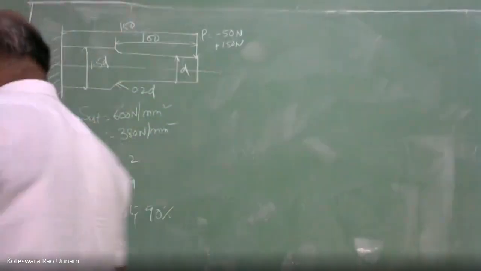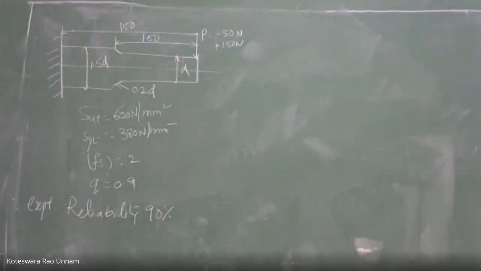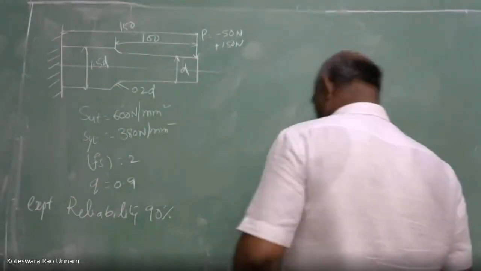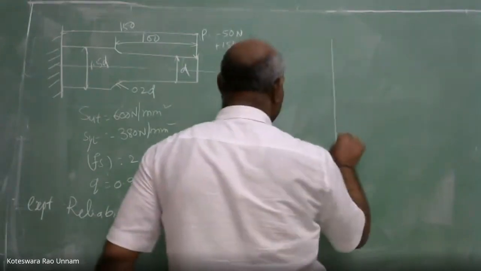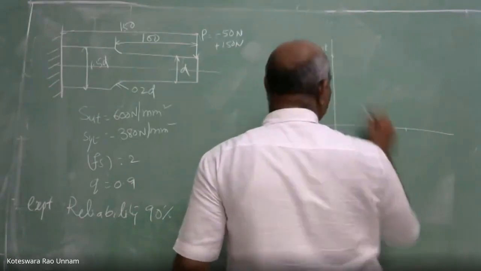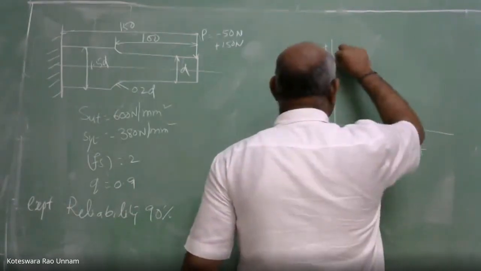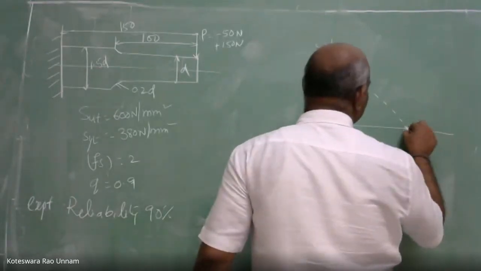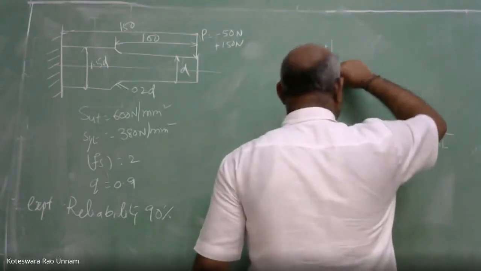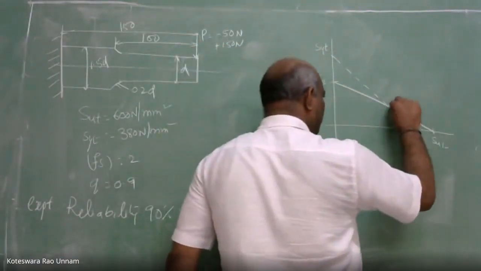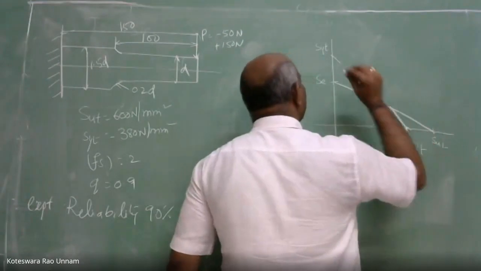In order to use that, you need to construct the modified Goodman diagram. Your modified Goodman diagram is something like this. On the horizontal axis, first you need to construct your yield line, which is joining SYT to SYT, something like this. Then you need to have SE here, SUT to here. By joining SUT to SE, that is your Goodman's line. Then whatever intersection point is there, this is going to be your modified Goodman diagram.